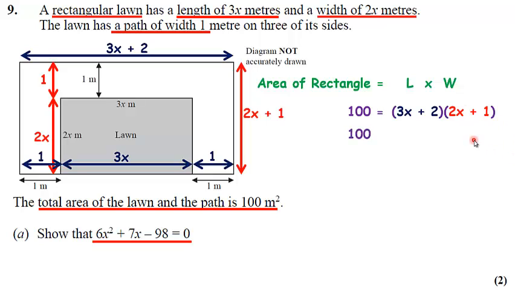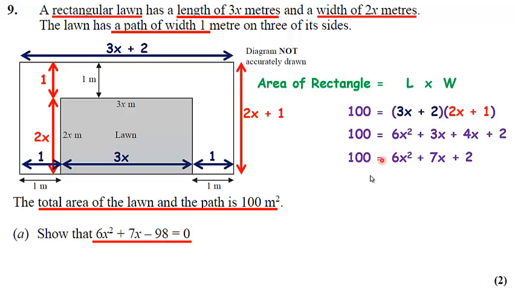So 3x times 2x is going to give me 6x squared. 3x times 1 is 3x, so positive 3x. Plus 2 times 2x is plus 4x, and plus 2 times 1 is plus 2. If I just tidy this up, the middle bit gives me 6x squared plus 7x plus 2. And I need to balance this up. But if you compare this to the answer that they want, I've got a 6x squared, I've got a plus 7x, and here is a minus 98.